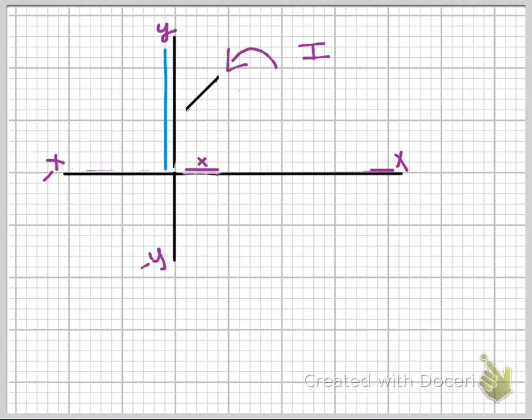Because remember, I want domain and range. So if I want range, I've got to figure out where my line overlaps all my y values. But instead of going down to look at it that way, I don't want to do that. Wrong. I want to go that way.